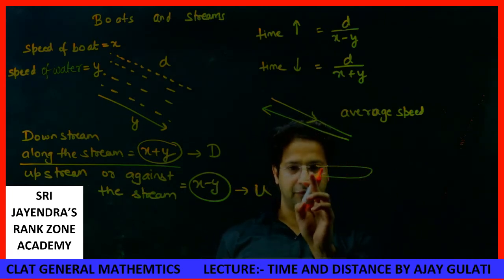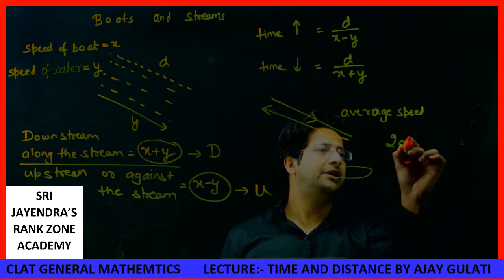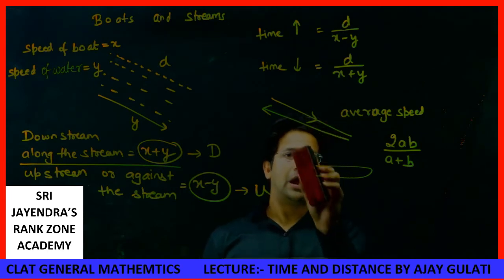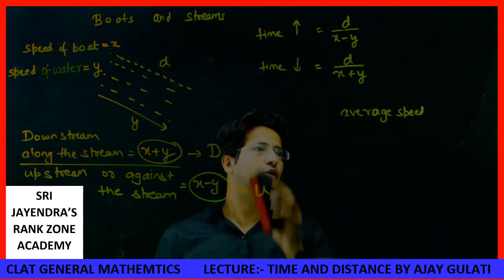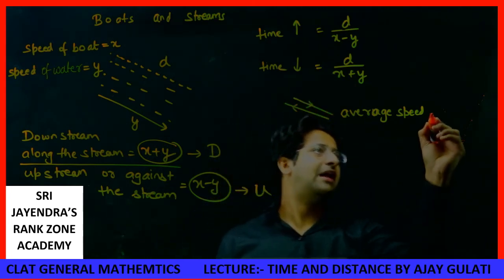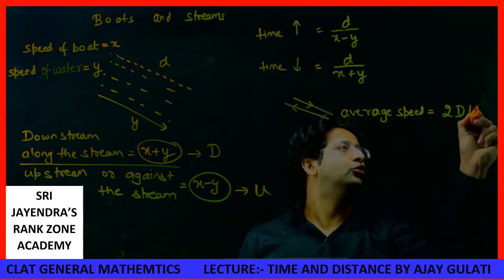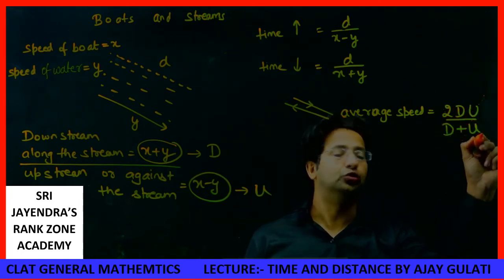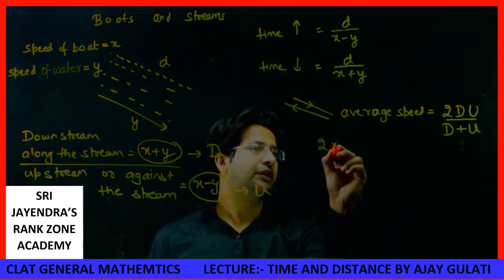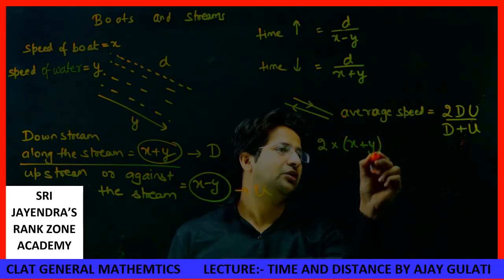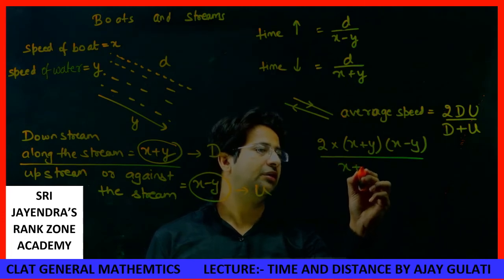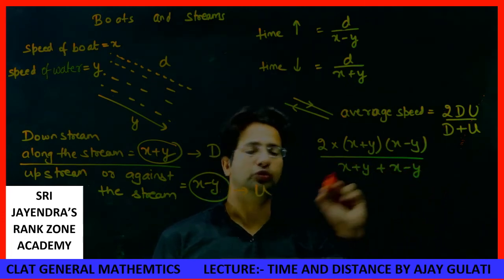a motion? It is 2ab upon a plus b. I have told you this previously. Now as per this question, if I come and go like this, my average speed will be 2du upon d plus u. What are the values of d and u and d plus u? See, 2d, what is d? X plus y. What is u? X minus y upon d plus u.